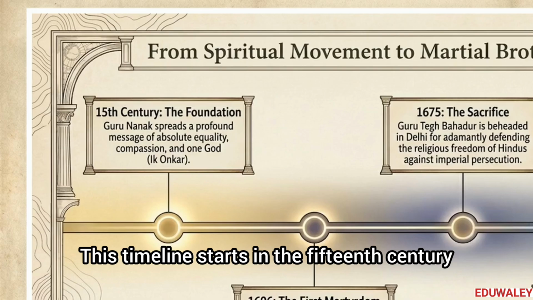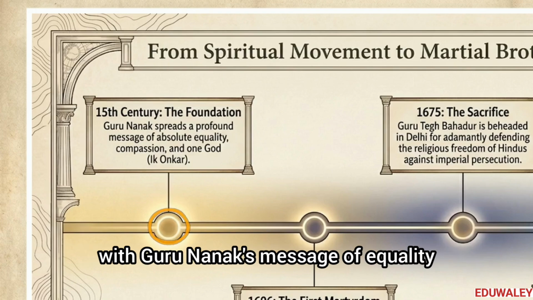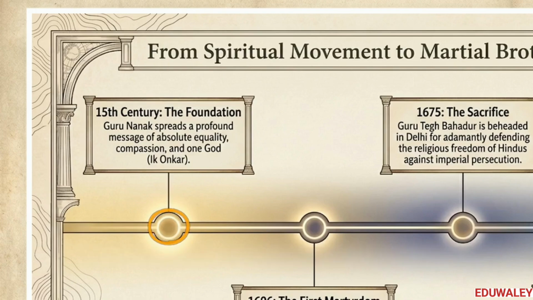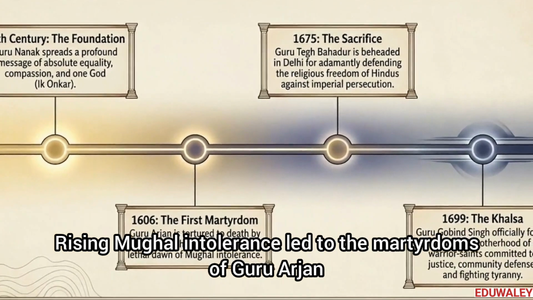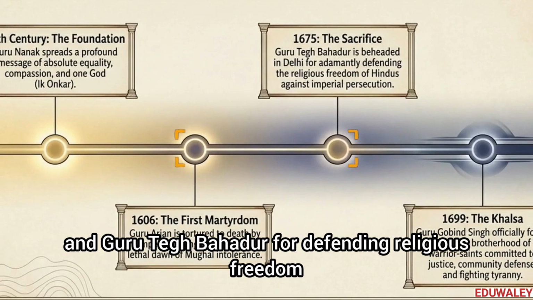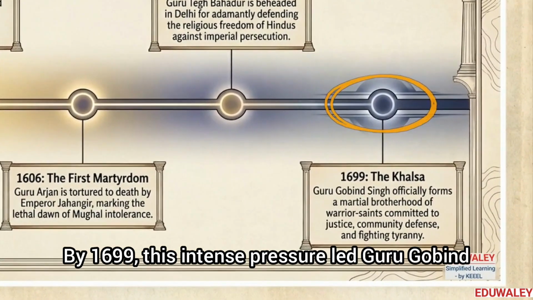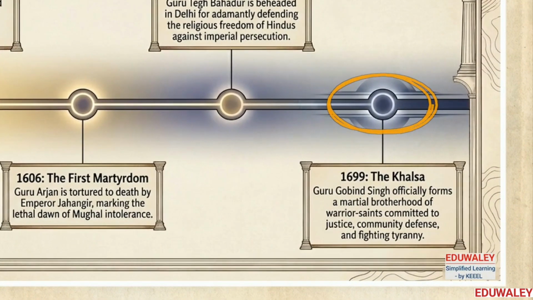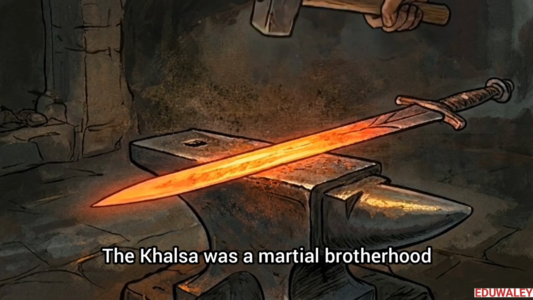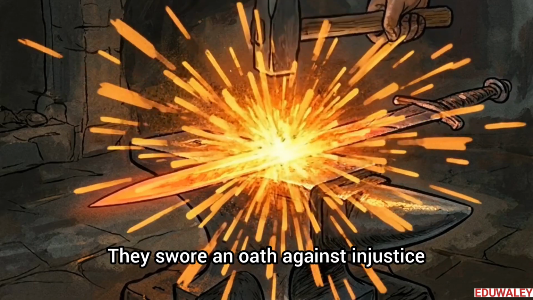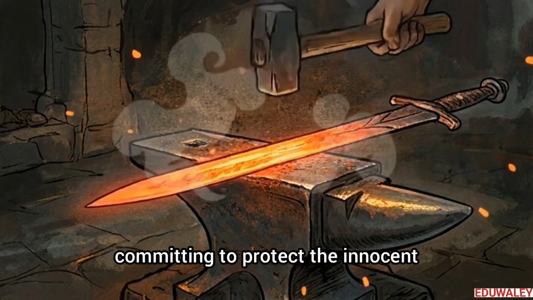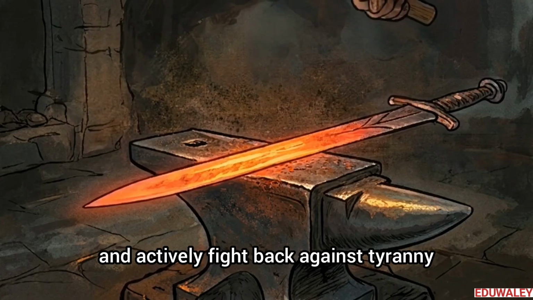This timeline starts in the 15th century with Guru Nanak's message of equality. Rising Mughal intolerance led to the martyrdoms of Guru Arjan and Guru Tegh Bahadur for defending religious freedom. By 1699, this intense pressure led Guru Gobind Singh to establish the Khalsa. The Khalsa was a martial brotherhood. They swore an oath against injustice, committing to protect the innocent and actively fight back against tyranny.